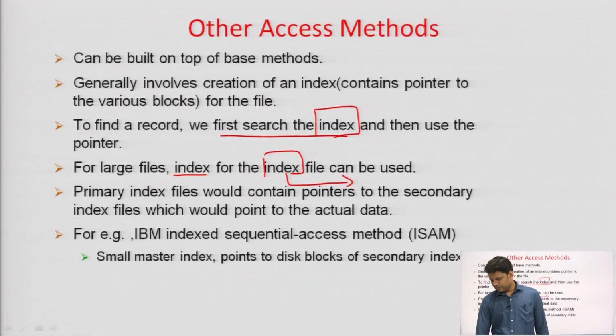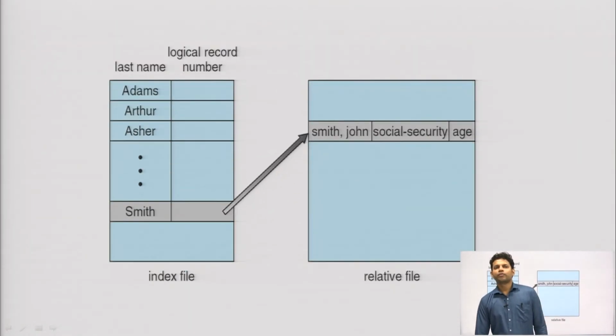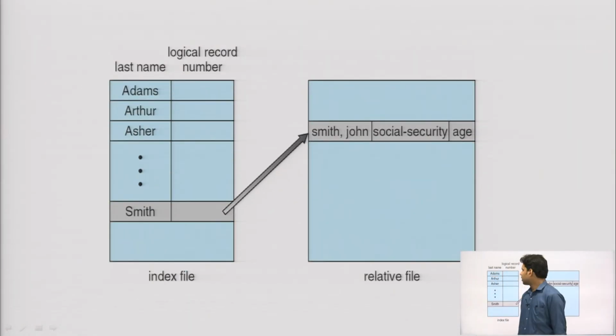A small master index points to a disk block of the secondary index. So, there are multiple indexes used in this IBM indexed sequential access method. This is a diagram showing index allocation. Here you can see these are the indexes, and they contain the pointer to the file location.